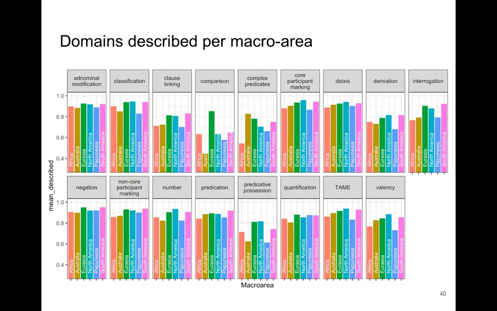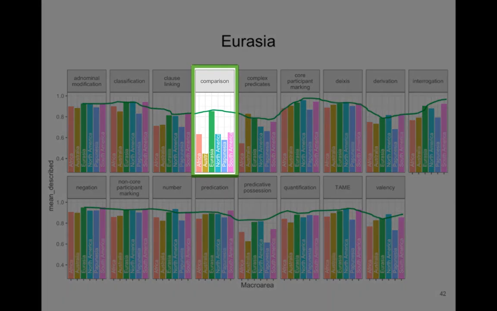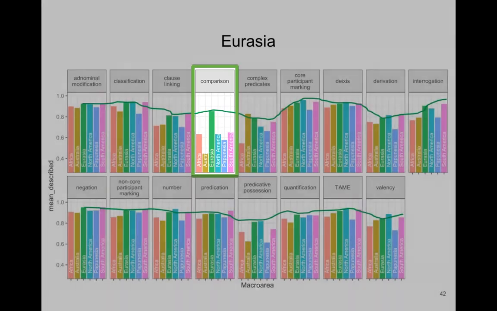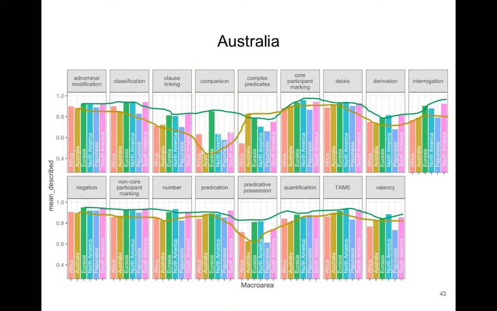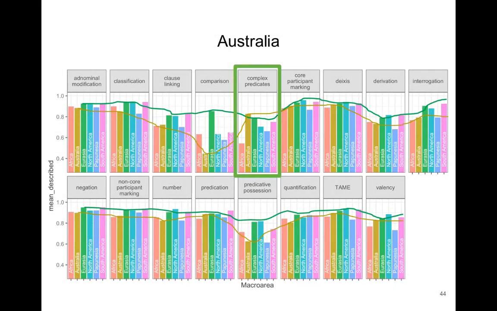If we then look at the bigger picture, we see that there is generally some variation across macro areas. Notably, Eurasia in green scores highest on almost all topics, and as we saw, it is a particular outlier for comparative constructions, but then Australia in yellow tends to score lowest across topics. There is a notable exception for Australia for complex predicates, where Australia scores highest.